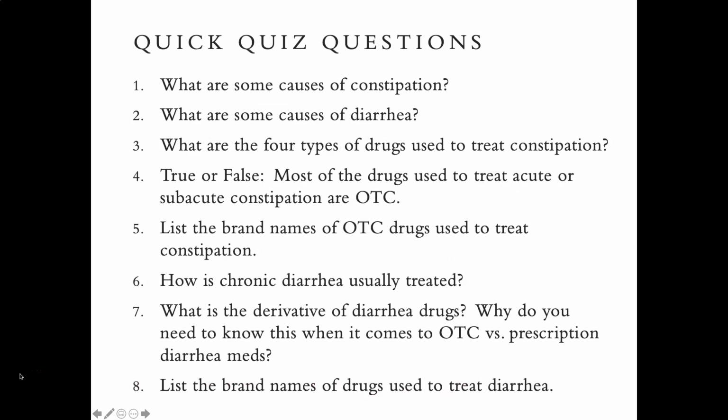So what are some causes of constipation? What are some causes of diarrhea? What are the 4 types of drugs used to treat constipation? True or false? Most of the drugs used to treat acute or subacute constipation are over the counter. List the brand names of the over-the-counter drugs used to treat constipation. How is chronic diarrhea usually treated? What is the derivative of diarrhea drugs? Why do you need to know this when it comes to over-the-counter versus prescription diarrhea meds? And list the brand names of the drugs used to treat diarrhea.